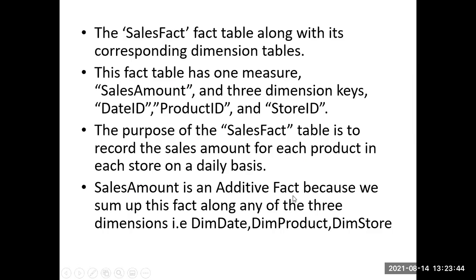Sales amount is an additive fact because we can sum up this fact along any of the 3 dimensions. Maybe it is date, or maybe it is product, or maybe it is the store dimension. The total amount we can also calculate with the help of date. Like today, how much amount has been made, and how much total across products. So that also we can do, and store IDs also we can calculate.